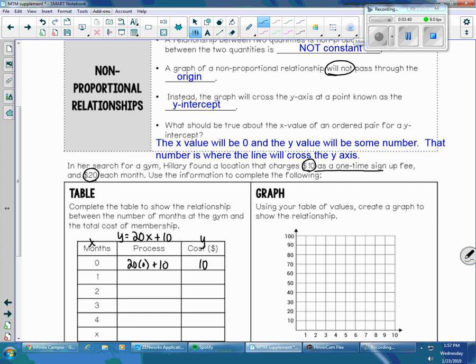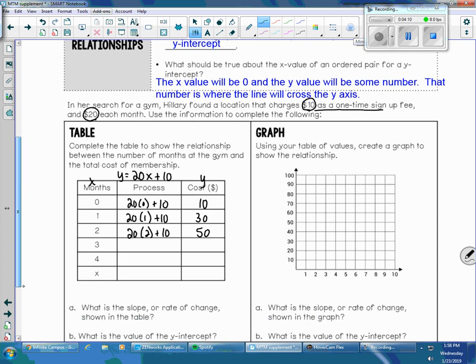At the end of 1 month, or maybe the beginning of the month, depending on when the billing period is, I'm going to pay $20 for the month plus that $10 that I already paid at the beginning. So that's going to be $30. At the end of the second month, my total cost for the gym membership is going to be 20 times 2 or 40 plus 10, which is $50. Go ahead and pause the video and see if you can fill out the rest of the table.